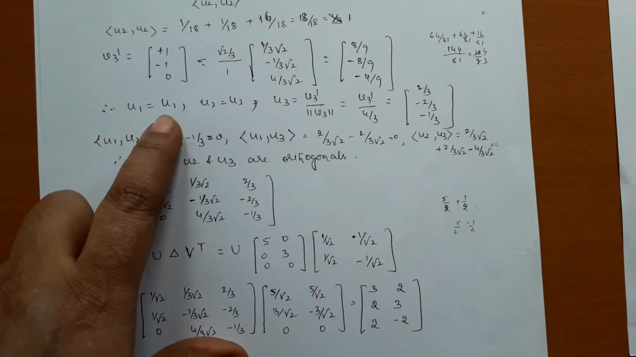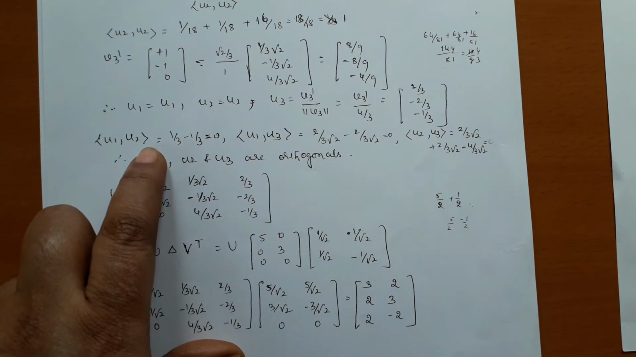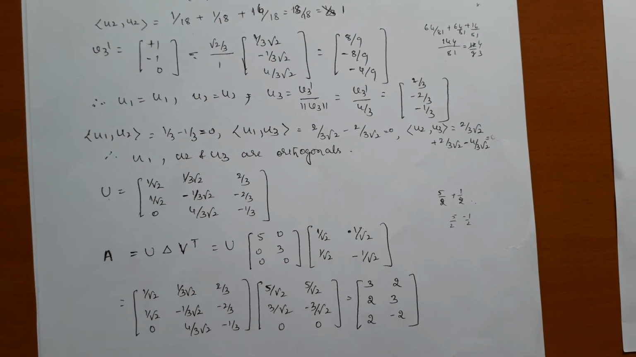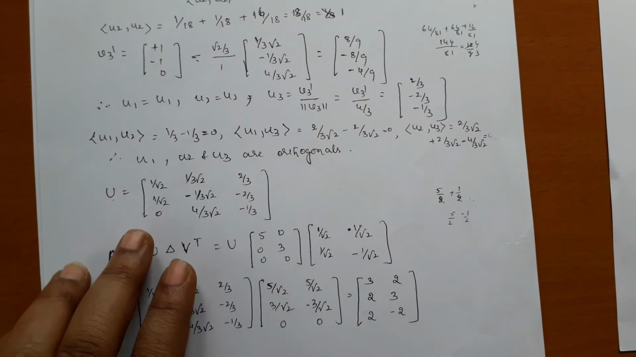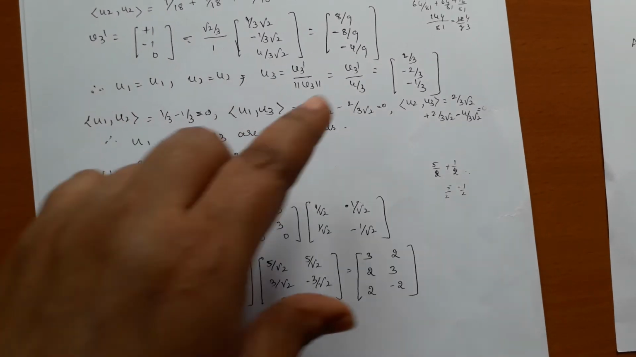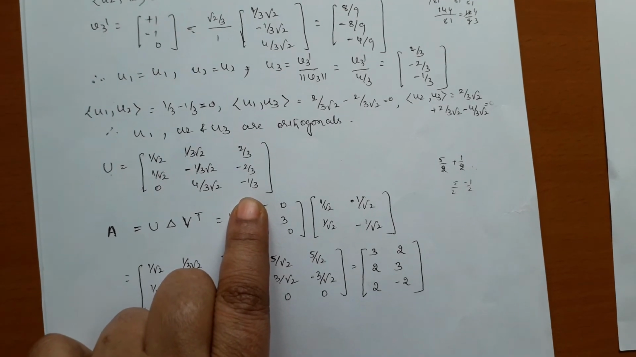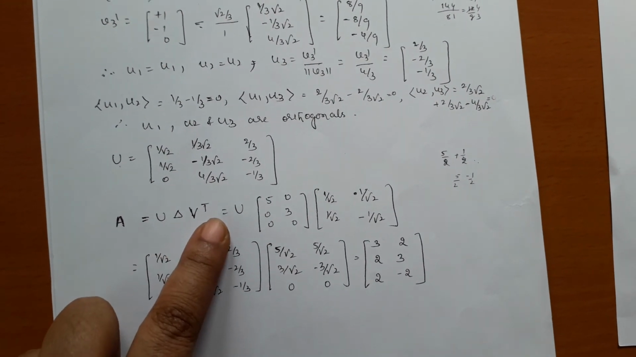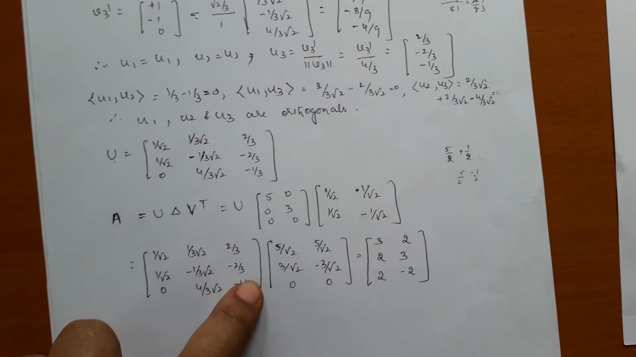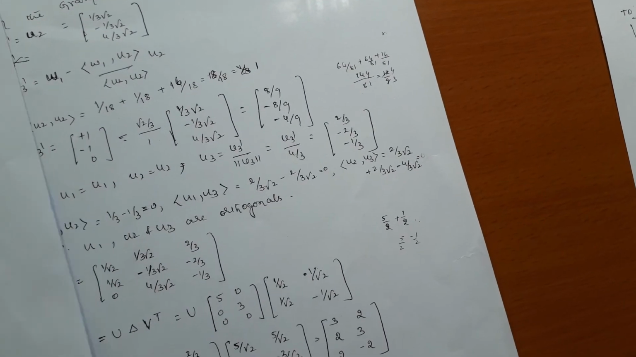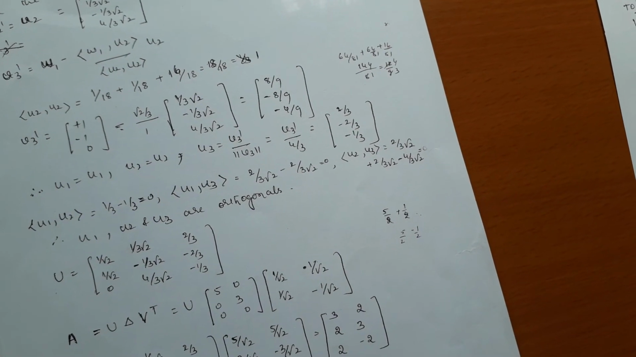Now take the inner products of u1 and u2, u1 and u3, and then u2 and u3, which are definitely equal to 0. Therefore, now I write U as u1, u2, and then the normalized v3 prime. Then you multiply U into delta V transpose, and definitely we get A. Keep in mind, this is one of the important problems here. Don't get confused.